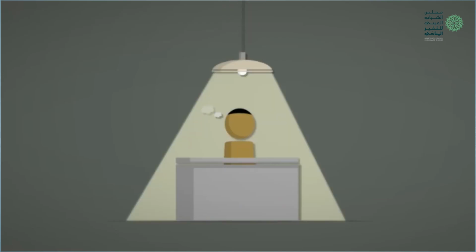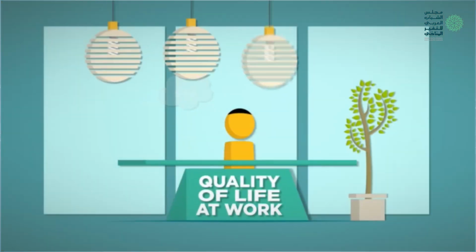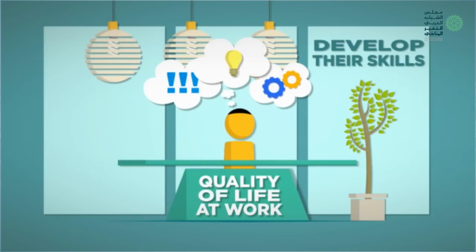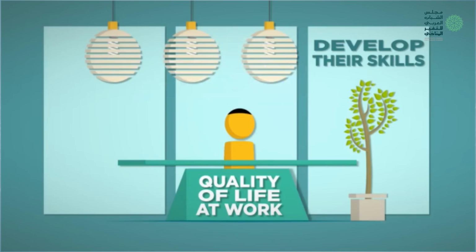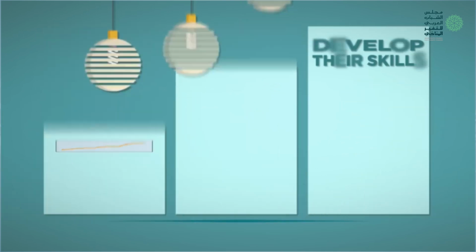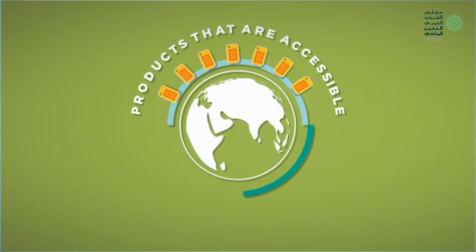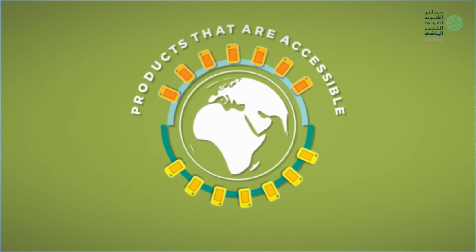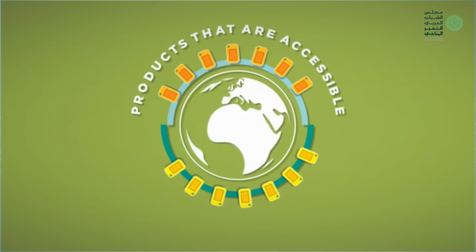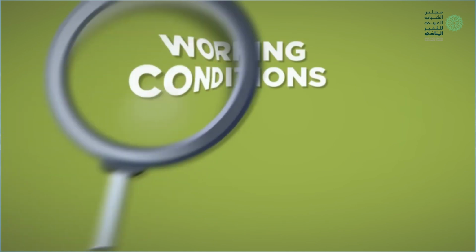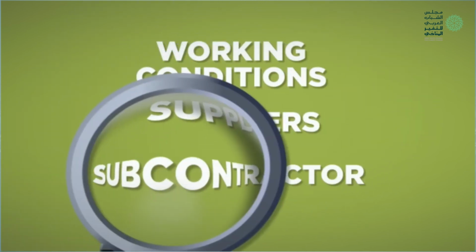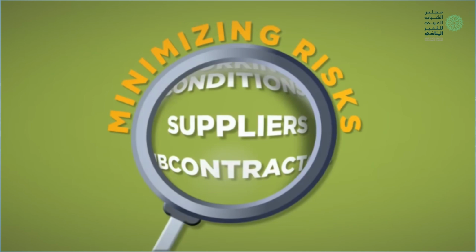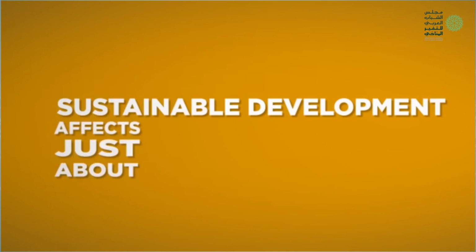Paying attention to employees, improving their quality of life at work, and helping them develop their skills all serve to strengthen their engagement. And stronger employee engagement means better overall performance. Creating products that are accessible to the world's poorest populations means opening new markets, the ones whose populations are going to grow the fastest between now and 2050. Monitoring the working conditions offered by suppliers and subcontractors means minimizing risks that could damage the company's image. As you can see, sustainable development affects just about everything.